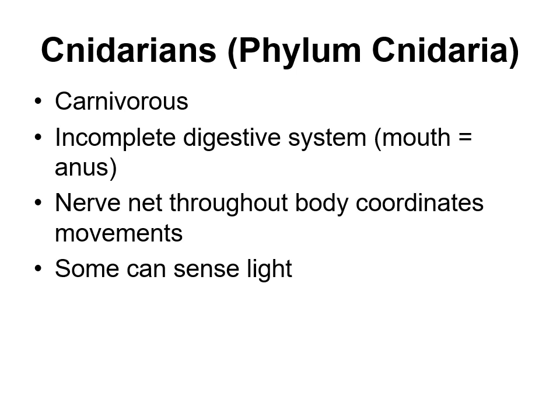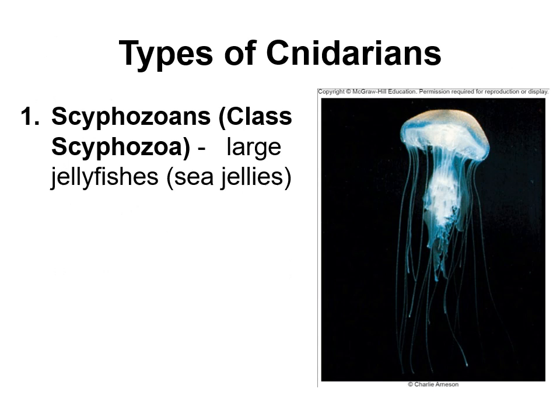Some of the cnidarians that swim around can actually use that brain that's throughout their whole body in order to sense light. So some can actually see. For instance, a lot of these things we'll often see.